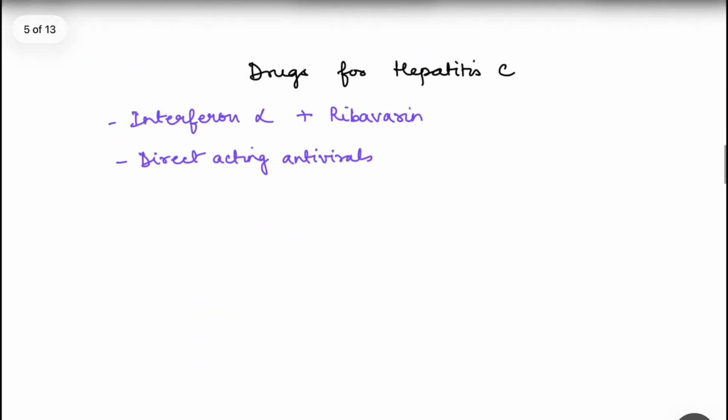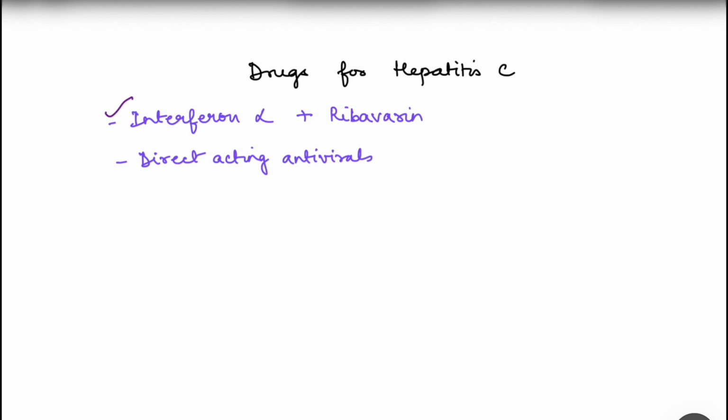Now moving on to the next virus, that is the hepatitis C virus. For hepatitis C, before we had this combination therapy, that is interferon alpha given with ribavirin. Ribavirin is a nucleoside analog, like acyclovir in the previous video. Whenever we talk about a nucleoside analog, that drug needs phosphorylation within the cell. So ribavirin is also a nucleoside analog, but it was given along with interferon alpha.